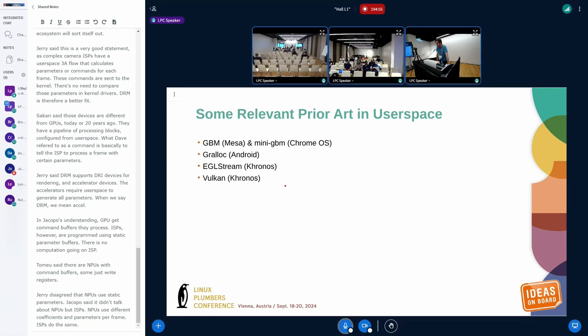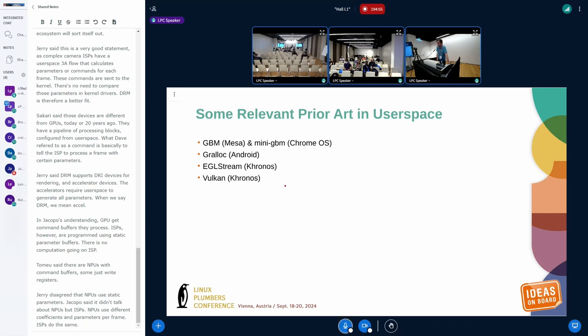We have some relevant prior art, and there's a bit more than that listed in the slides from James. In user space, we have GBM, part of Mesa, and minigbm, part of Chrome OS, that are user space libraries that will allocate buffers for you, but those are mostly targeting the display use cases and the rendering use cases, certainly for GBM, not so much on the camera side.